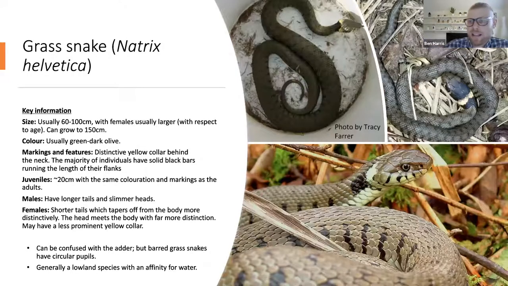Moving on to the grass snakes, the first of our snake species that we consider common or widespread. Now, these are very big in comparison to the other species we've just looked at. So the adults do grow to around 60 or 100 centimeters, and the females are larger than the males with respect to age, so they're around 25% bigger than the males. And the females can get up to 1.5 meters.